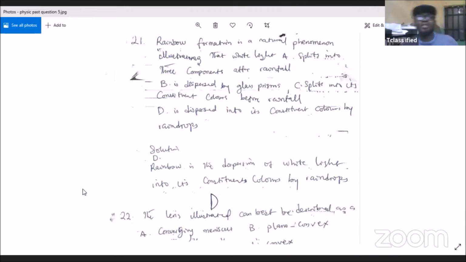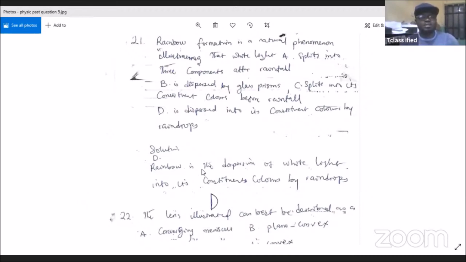Rainbow formation is a natural phenomenon illustrating that white light: A, splits into three components after rainfall; B, is dispersed by a glass prism; C, splits into its constituent colors before rainfall; D, is dispersed into its constituent colors by raindrops. So the answer is simply D, because a rainbow is simply the dispersion of white light into its constituent colors by raindrops.